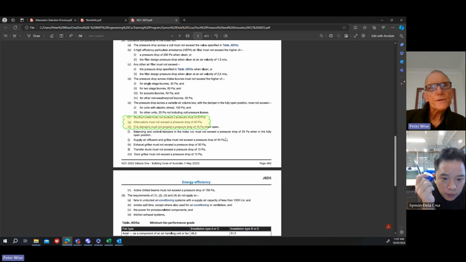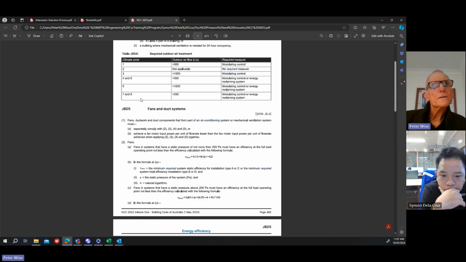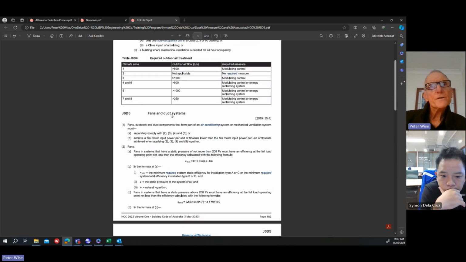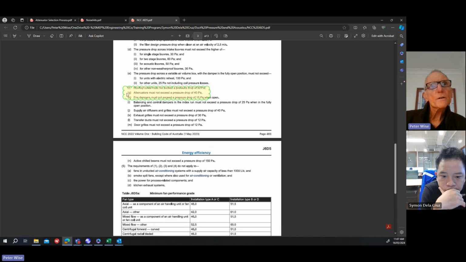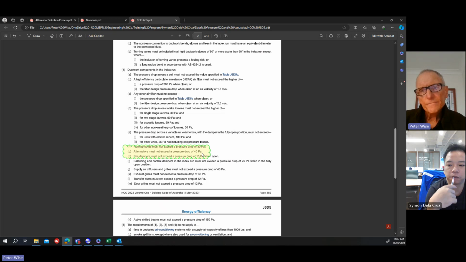This is a part of the NCC, section J, what is it? J6D5, fans and duct systems. And I've highlighted this here. 4G, attenuators must not exceed a pressure drop of 40 pascals. So when you use fan static calculations, you can't allow more than that, and you can't select for more than that. Okay, let's go back here.